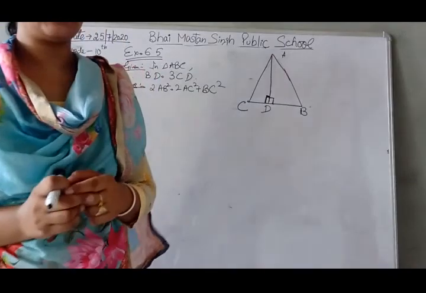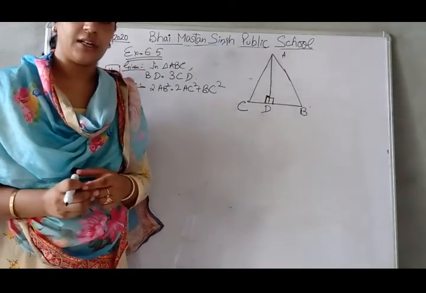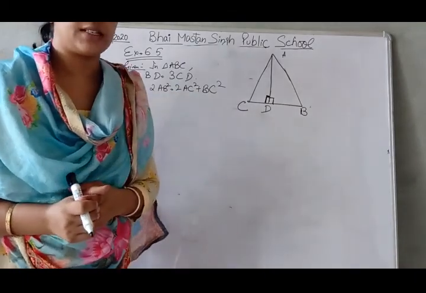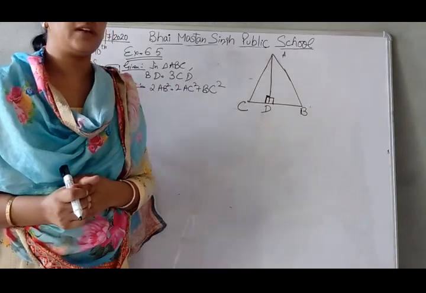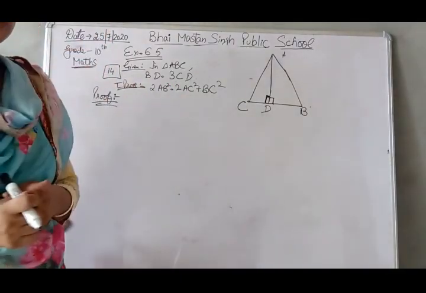We were doing exercise 6.5 related to Pythagoras theorem. 13th question we have already done. Now in today's Zoom class we have done question number 14, 15 and 16. So I am sending YouTube link also so that you can revise it properly again. Okay, in 14th question this is given.